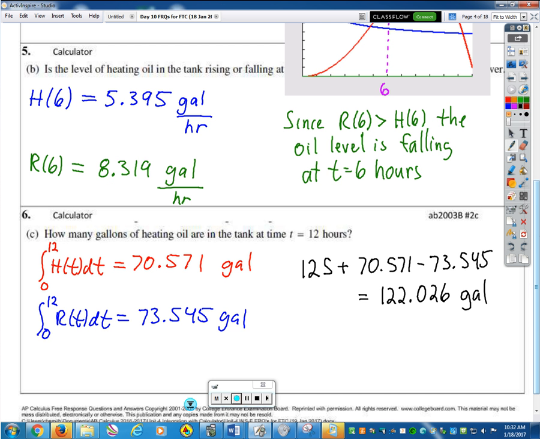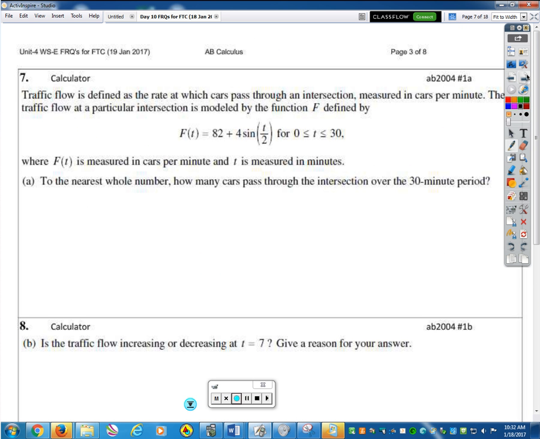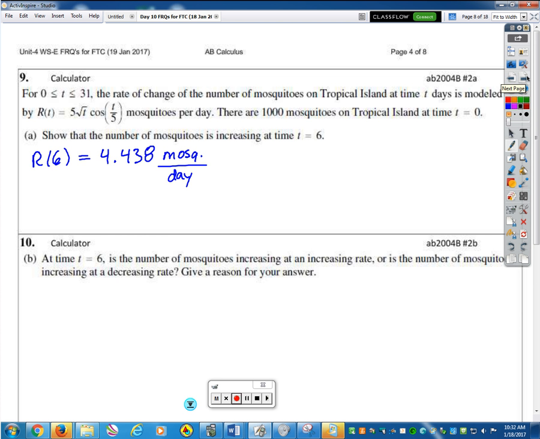Okay, turn the page to the next one. One more example before we quit today. Go to number 9, actually. Go to number 9. You already told me how to solve number 9. We've already talked about it.